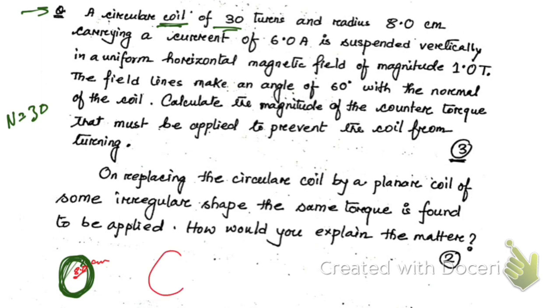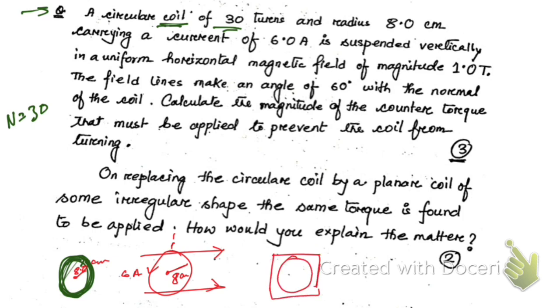So let me draw here. This is the coil, and its radius is 8.0, means 8 centimeter, and it carries current 6 ampere. Okay, and it is suspended in a uniform magnetic field, so that if this is the plane of the circular loop, and if you draw a normal to this plane, this normal makes 60 degree with the magnetic field.